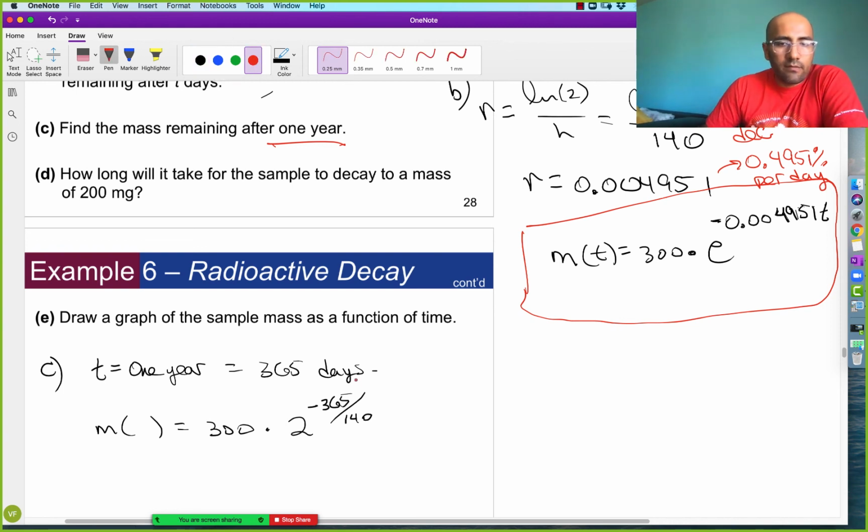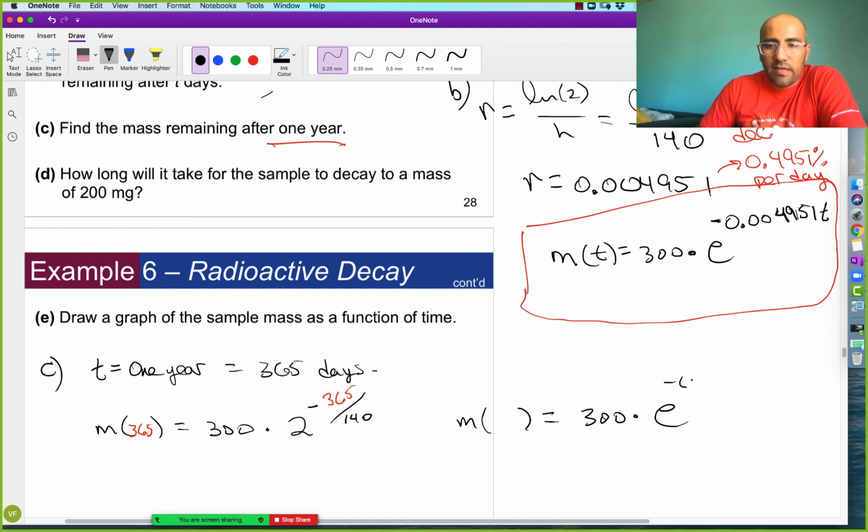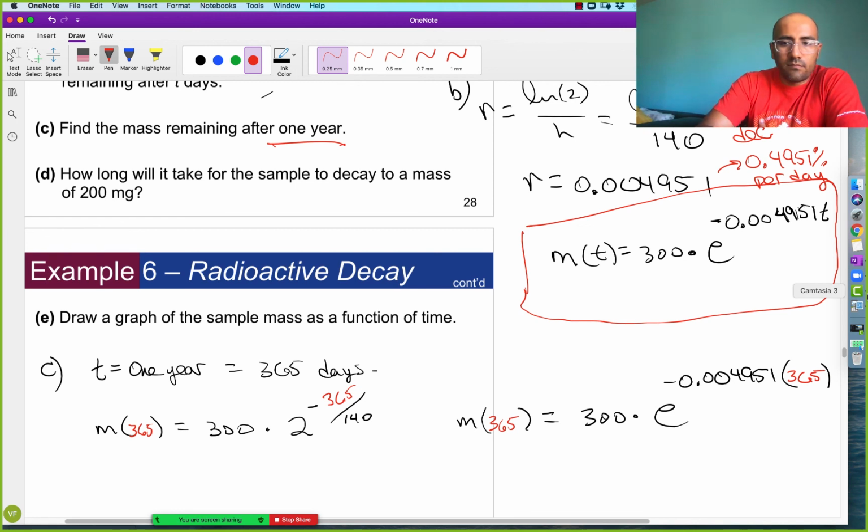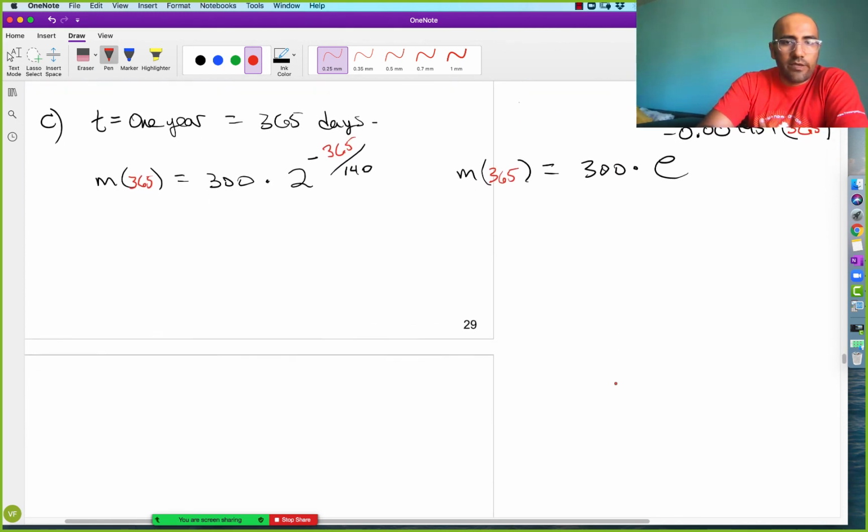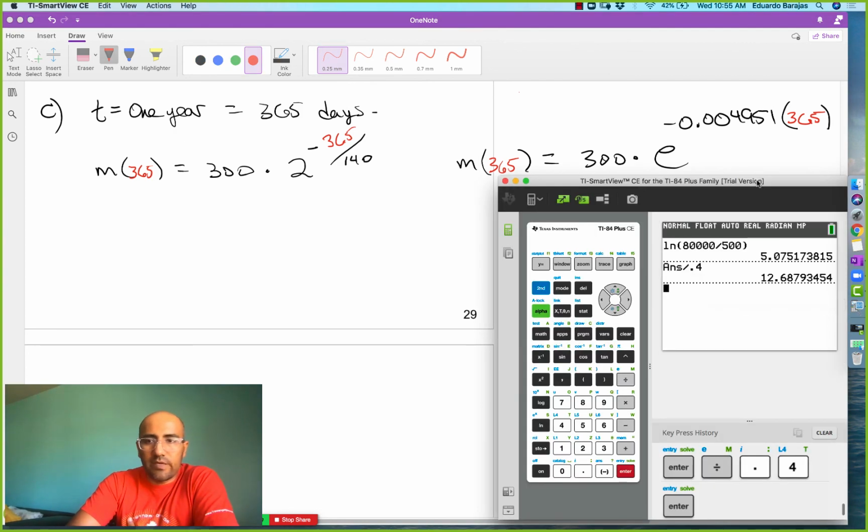And then that should give us the exact same answer as the other formula. M of t equals 300 times e to the negative 0.004951 times, and then putting in a 365 in here. Any questions? No? Good. Okay, so let's grab our calculator and confirm that these guys are giving us what we think they should be giving us.